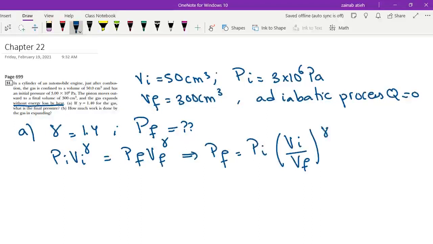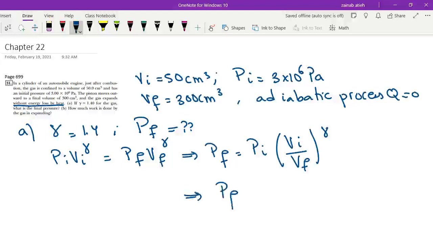When I write V initial over V final in this way, no need to change V initial and V final to SI units, because centimeter cube with centimeter cube will be cancelled. Simply the unit of P final will come out like the unit of P initial. So I can substitute V initial and V final in this case without changing unit because they will be cancelled.